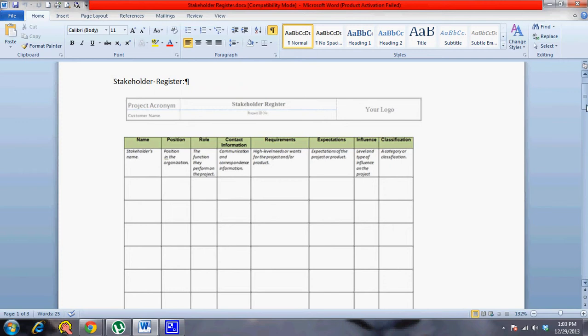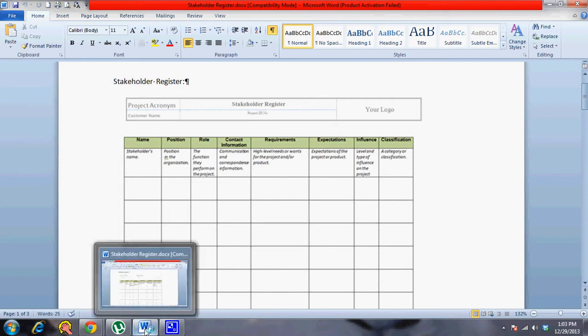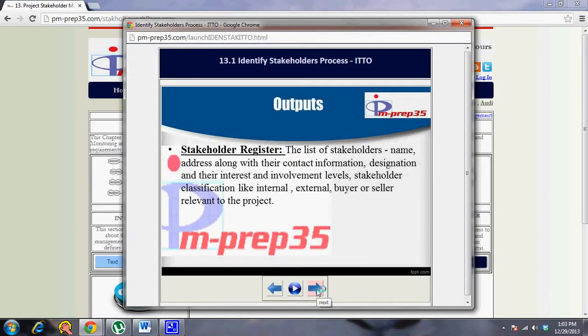You normally tailor this template based on what is relevant to your project. So this is the rough stakeholder register, which has main columns of stakeholder name, contact information, position and role in the organization, and you add extra information like the classification, which might be internal stakeholder, external stakeholder or a seller, and all that information. You would add more information if it is necessary for your particular project. So the stakeholder register is the output of this particular process.